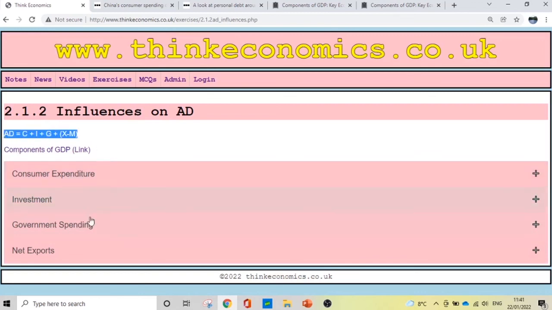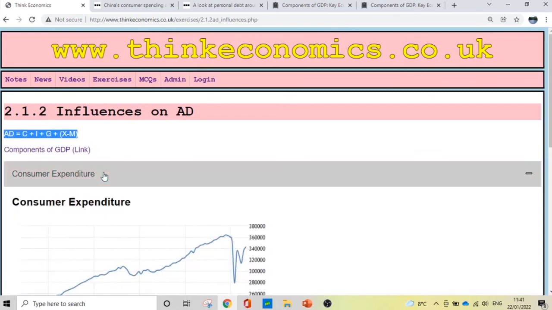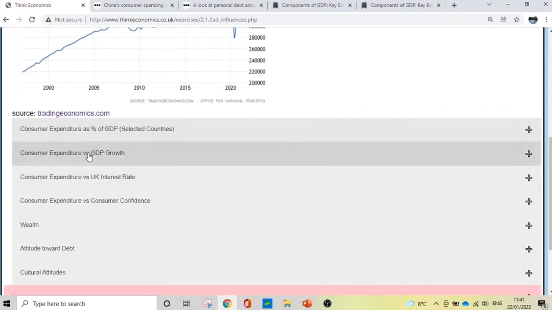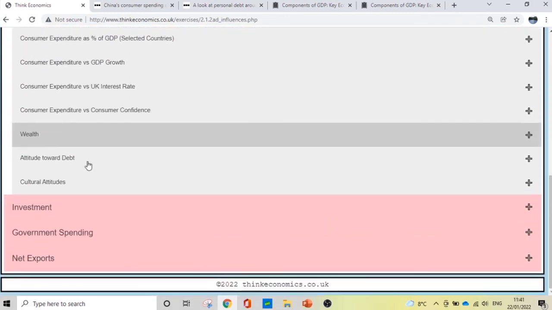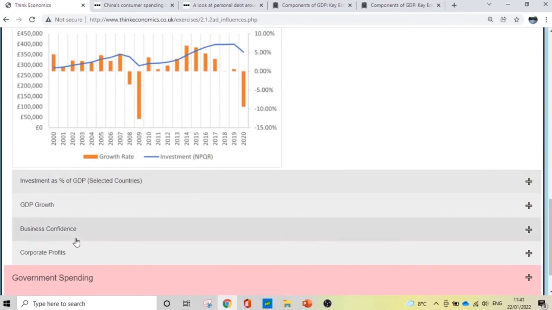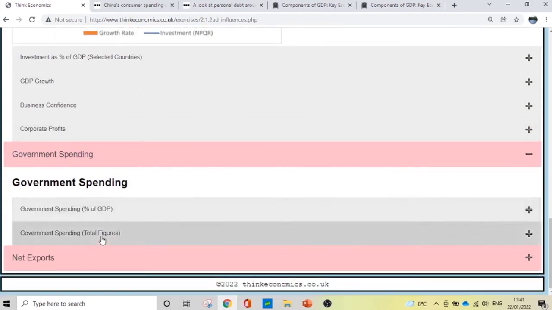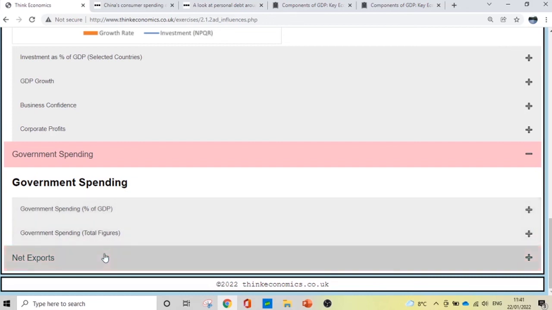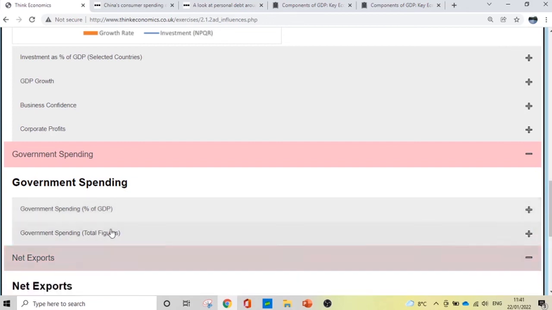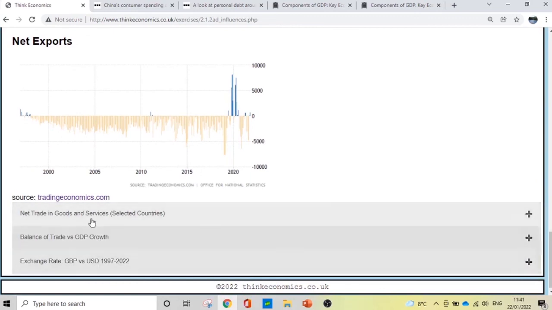Make sure you know the AD function, and when you look through, you can say here's what affects things, and this is a good list of things that affect consumer expenditure, a good list of things that affect investment. Not really much to say on what affects government spending, but you get the idea. You can look through it and watch this video again to see that. And then net exports, it's basically GDP growth that will affect it, and the exchange rate that should affect it.